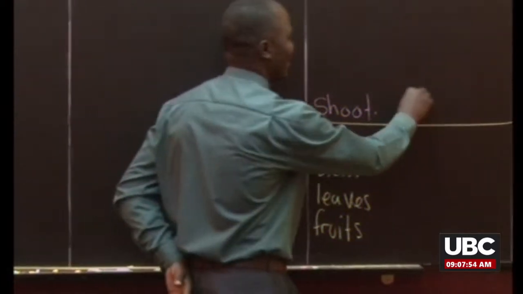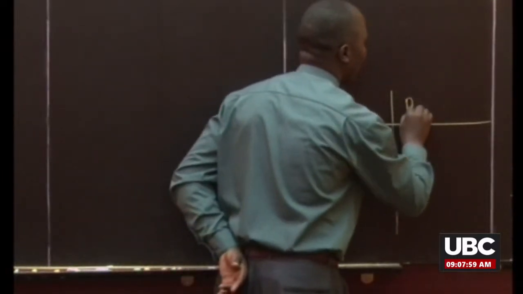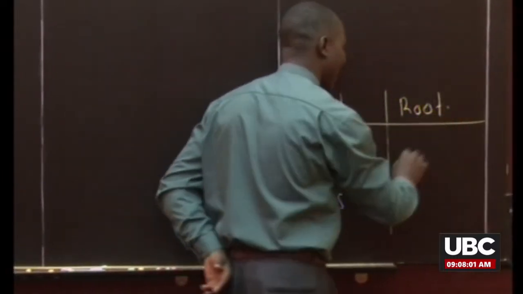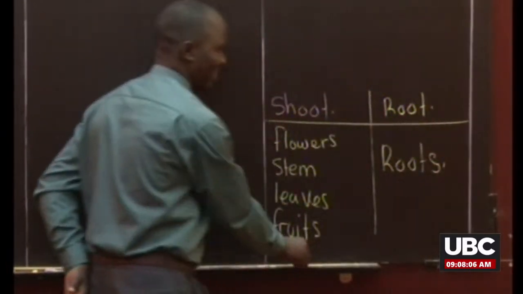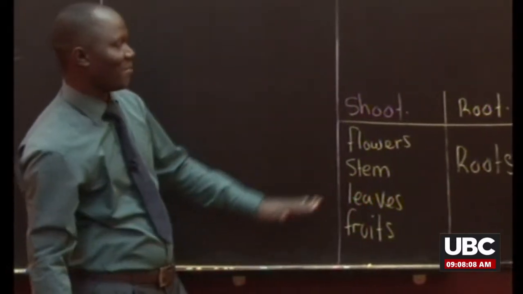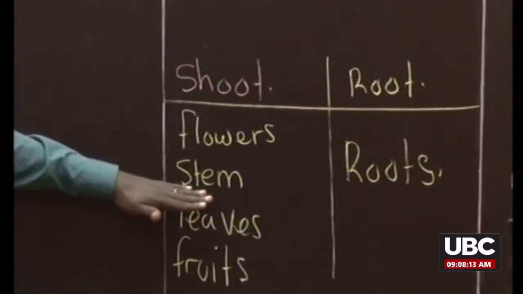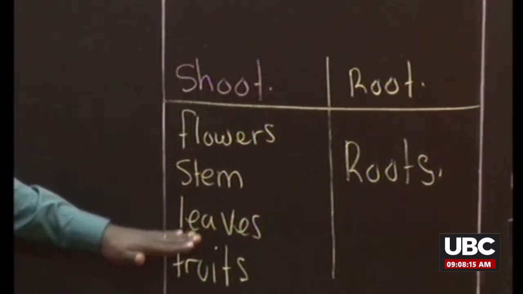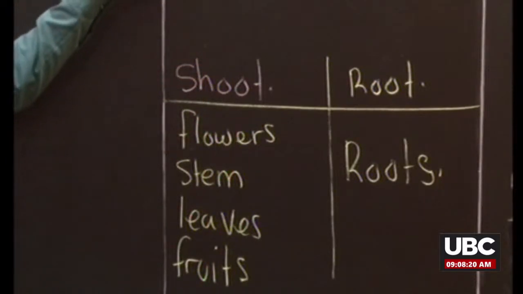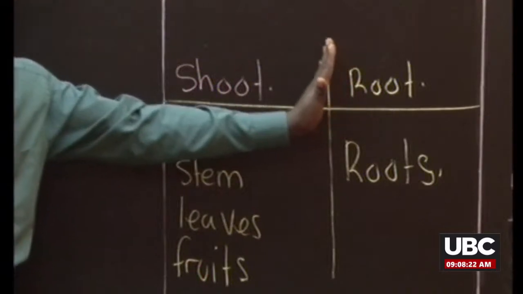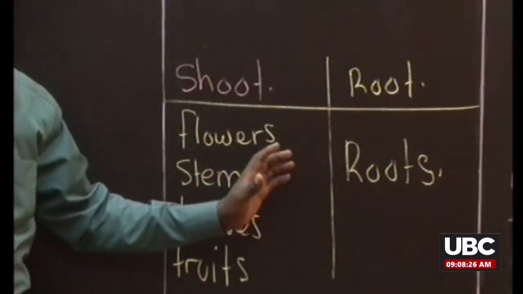And then on this side, we have what we call the root. And here we have the roots. So don't forget our two systems. The shoot system, having the flowers, the stem, the leaves, the fruits. They are above the ground. And then the root system that has the roots.